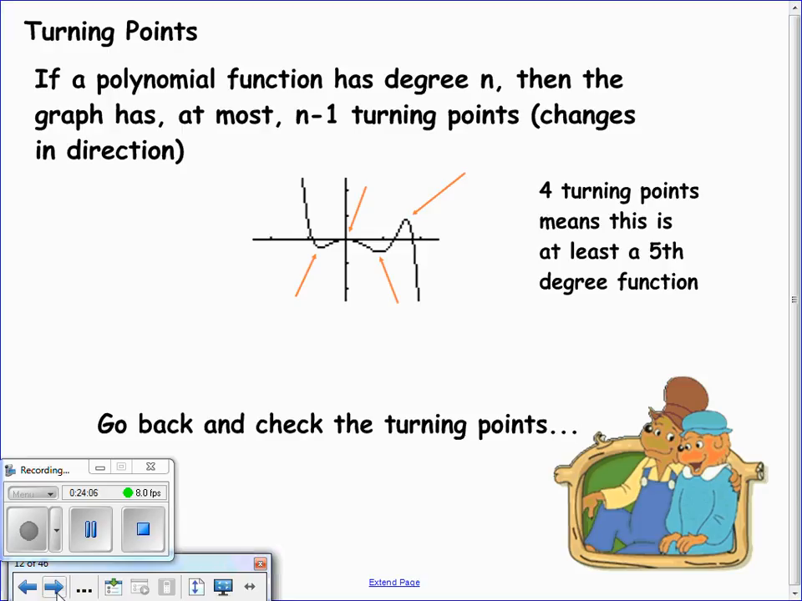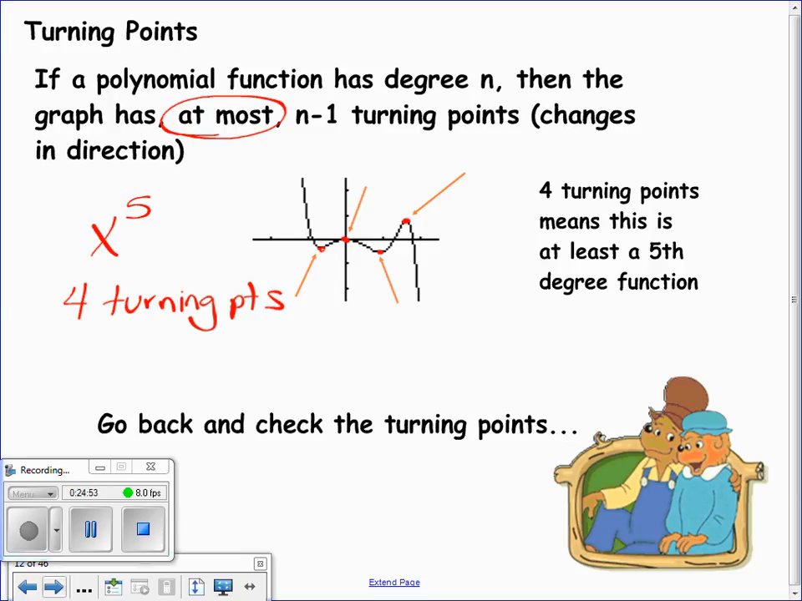Okay? So if a polynomial has a degree of n, so x to the fifth, we'll just say that, then the graph has at most, that's an important word right there, at most, n minus 1 turning points, or changes in direction. So, for instance, if I have an x to the fifth, 5 minus 1 is 4, so this should have at most 4 turning points. So if I look at this graph, 1, 2, 3, 4. Since there are 4 places where it changed direction, going up to down, that's a fifth degree.